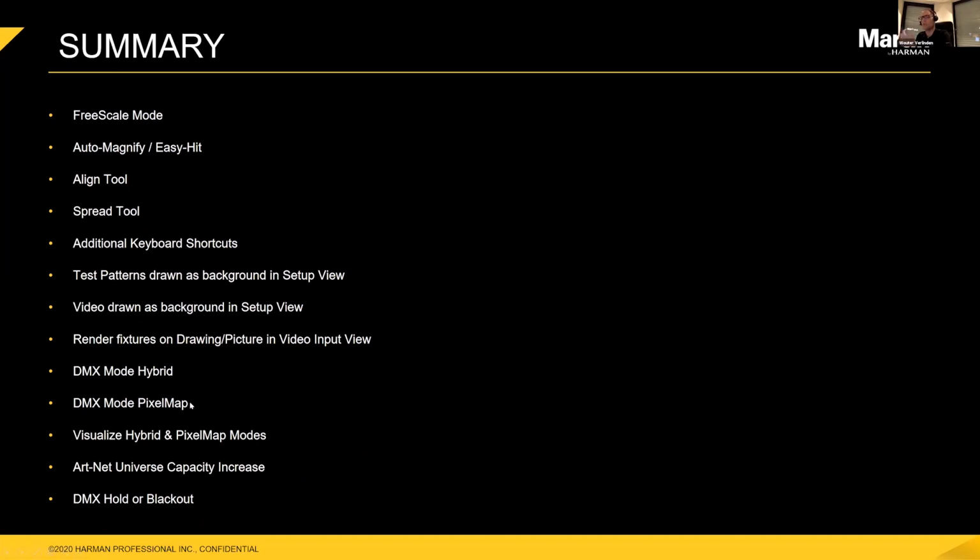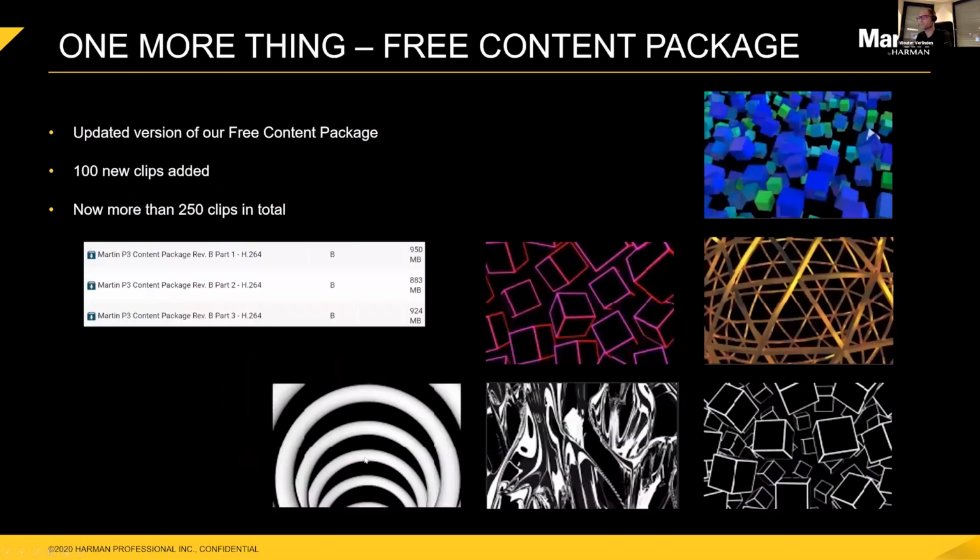and the pixel map mode, if you don't want to use video at all, you just want a pure pixel map. As you could see, the P3 visualizes the hybrid and pixel map mode, so whatever's coming from the desk, you can now see in the preview screen as well. We bumped up the universes and we have some hold and blackout added to DMX. That's all for the software.